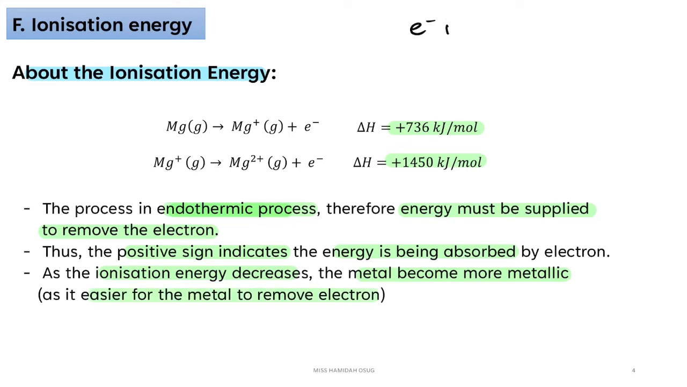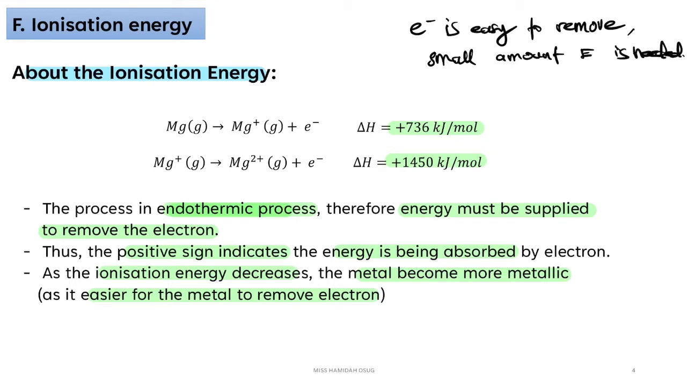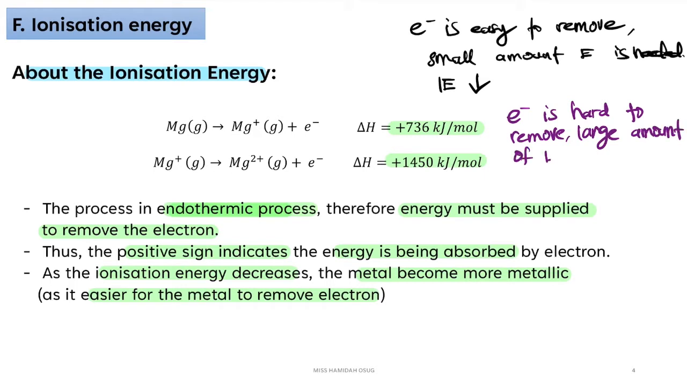When we say the electron is easy to remove, meaning to say we only need a very small amount of energy to remove the electron. Therefore, we can conclude that the ionization energy is low. But when the electron is hard to remove, meaning to say we will be needing a large amount of energy to remove the electron. Therefore, the ionization energy will be increasing.